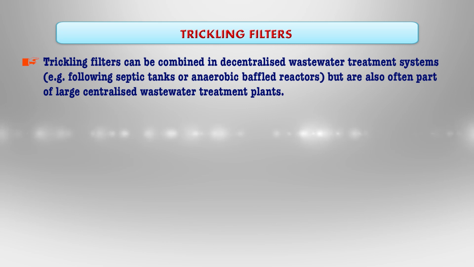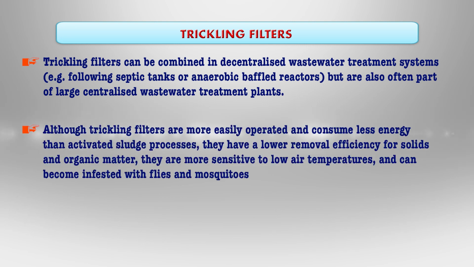Trickling filters can be combined in decentralized wastewater treatment systems, especially with septic tanks and anaerobic baffled reactors, but are also frequently used as part of large centralized wastewater treatment plants. Even though trickling filters are more easily operated and consume less energy than the activated sludge process, they have a lower removal efficiency for solids and organic matter. They are more sensitive to low air temperatures and can become infested with flies and mosquitoes.